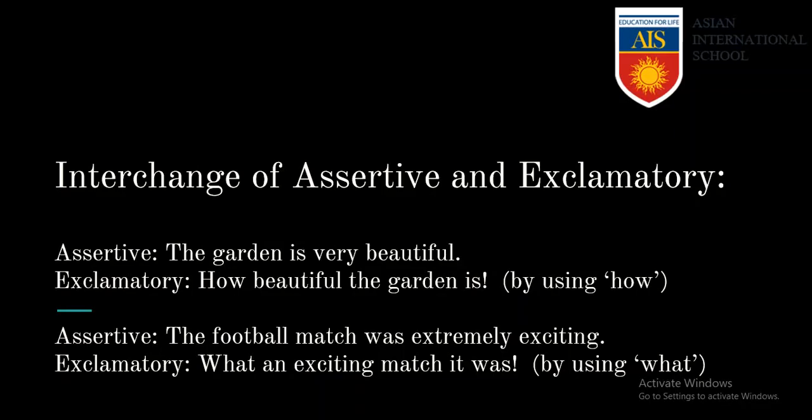The next up is changing an assertive sentence to an exclamatory sentence. There are also 2 methods of doing that, by using how and by using what. In the first example, you can see "The garden is very beautiful." In this, we are adding the word how: "How beautiful the garden is," and it is transforming into an exclamatory sentence.